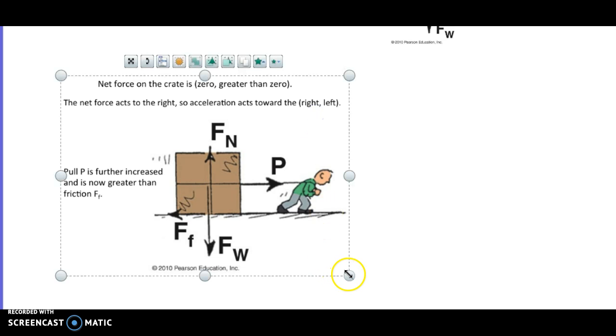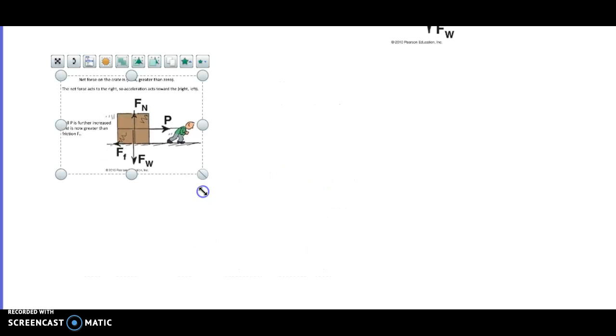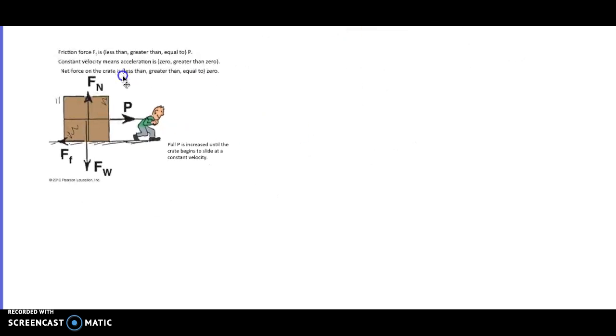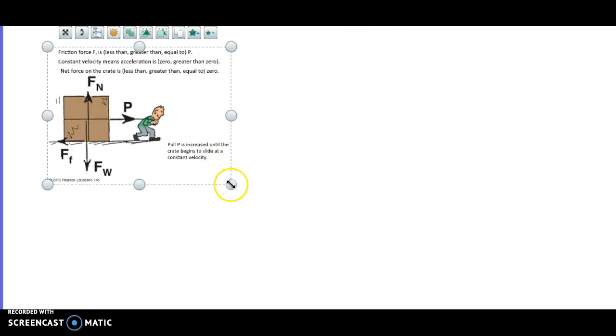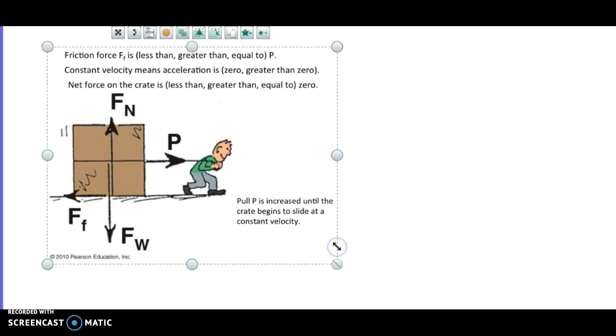Now, at some point, this is a big heavy crate, I can't just keep going faster and faster and faster, which is what accelerating is. And so at some point I am probably going to slow down to where I am pulling it at a fairly steady speed. And so now we're going at a constant velocity. If we're going at a constant velocity, that means we're not accelerating, and so the friction force has to be equal to P. They are equal to each other, which means I'm not speeding up or slowing down, I'm not accelerating. So the net force is 0.